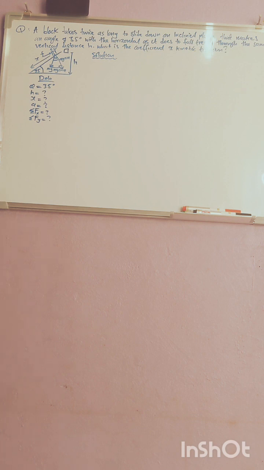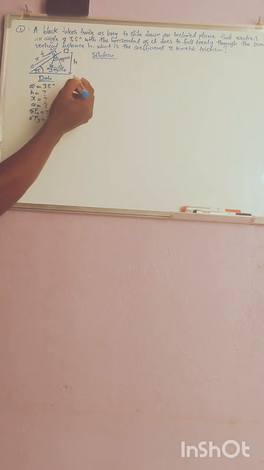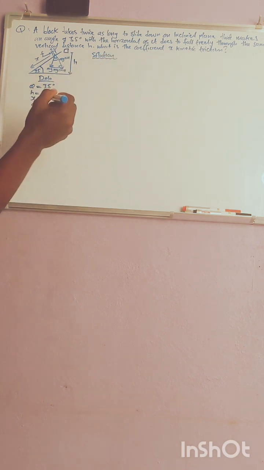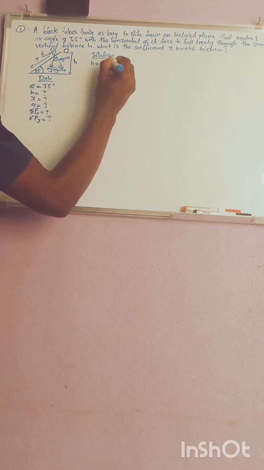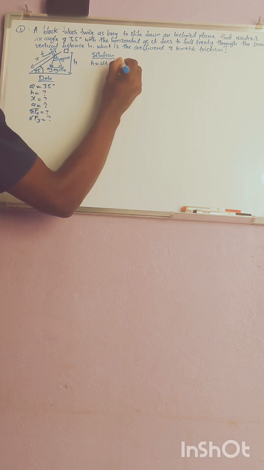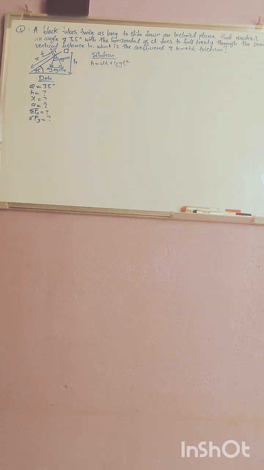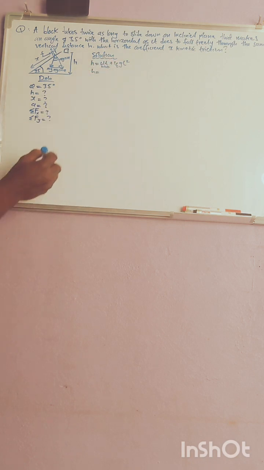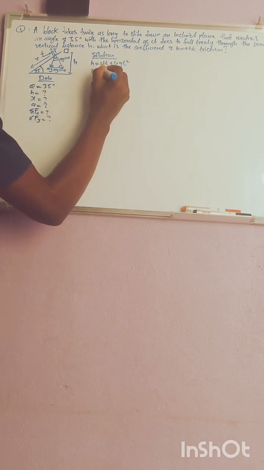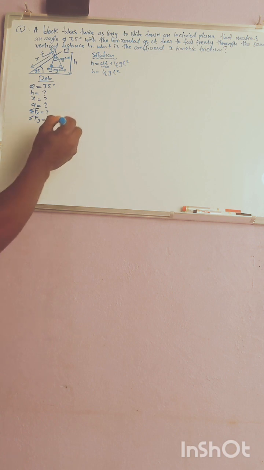All right, now our solution. Let's find the height. So how do we find this height here? We're going to use the kinematic equation. We're going to say height is equal to initial velocity times time plus 1 over 2 gravity times time squared. We know that the initial velocity is 0, so h is equal to 1 over 2 g t squared. So this is our height.